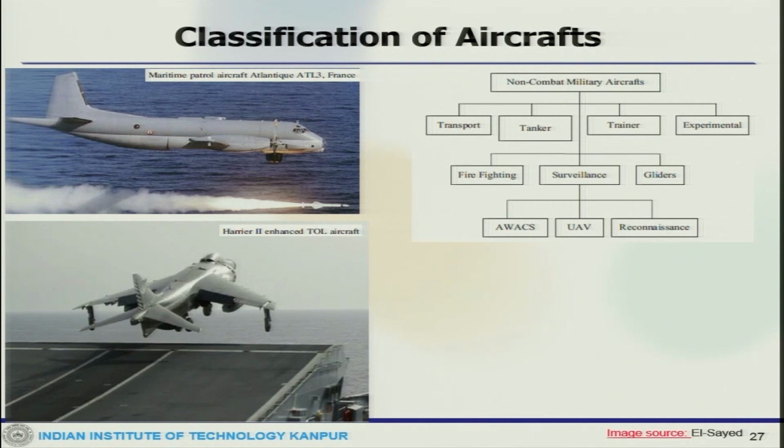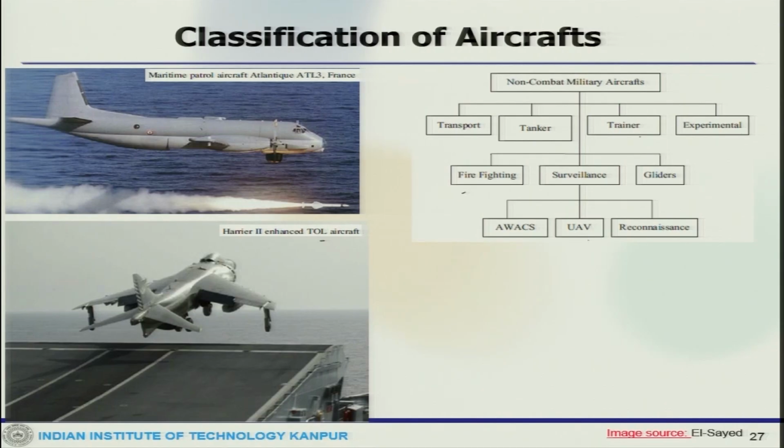Now there are also non-combat military aircrafts which are transport, tanker, there could be trainer and experimental. And this non-combat military aircraft could be used for firefighting, surveillance, glider, and has some features like UAV reconnaissance. So obviously this guy, the fighter Harrier 2, has enhanced takeoff and landing capability. This is a maritime patrol aircraft. I mean, there are plenty of different examples if one looks at it.